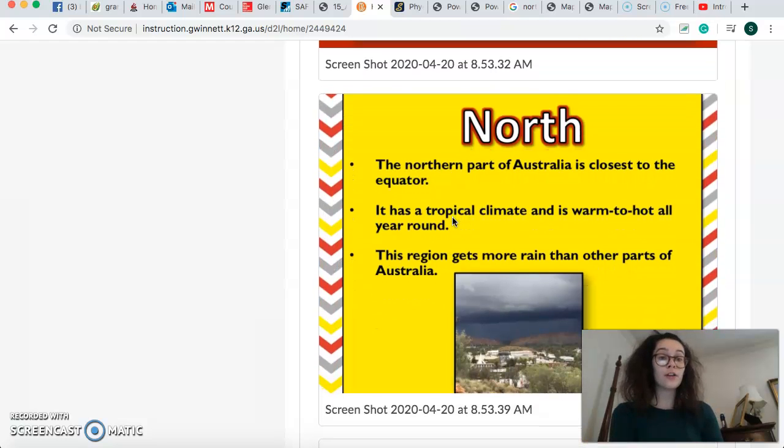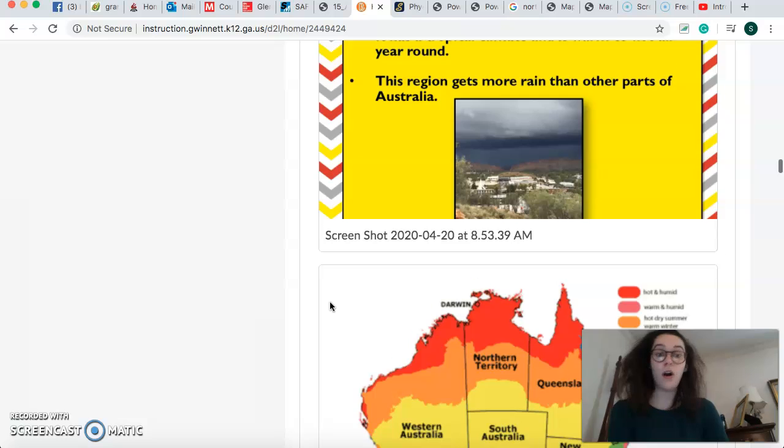The northern part of Australia is the closest to the equator. It has a tropical climate and it is warm and hot all year round, and it gets a lot more rain than all the other parts of Australia. So it's really, really humid. Sometimes when you step outside and it feels just hot and muggy, or hot and almost like wet, like you just feel like you're instantly sweating. That's what Northern Australia feels like all the time.